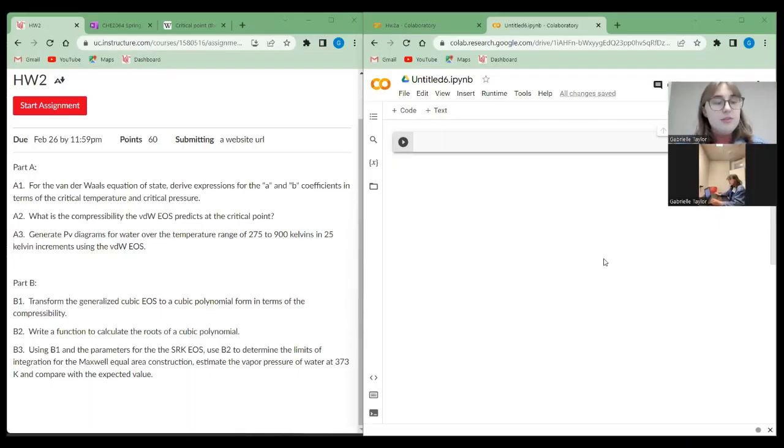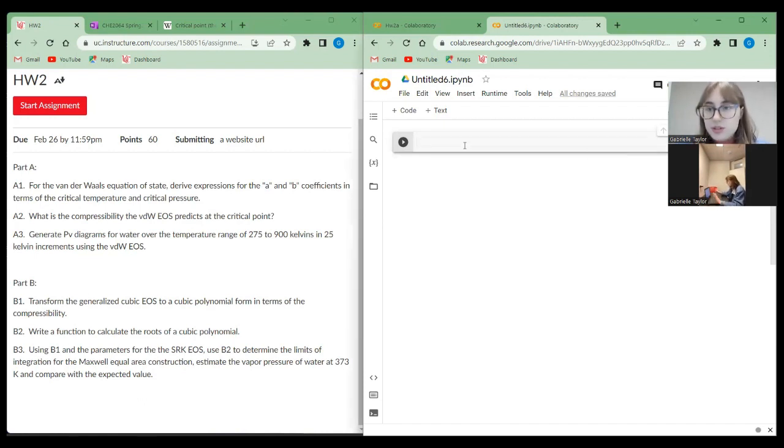Okay, so I am doing homework 2, and I'm doing part A3. It says to generate PV diagrams for water over a temperature range of 275 to 900 kelvins in 25 Kelvin increments. And we're going to use the Van der Waals equation of state. Okay, so we have our coding right here.